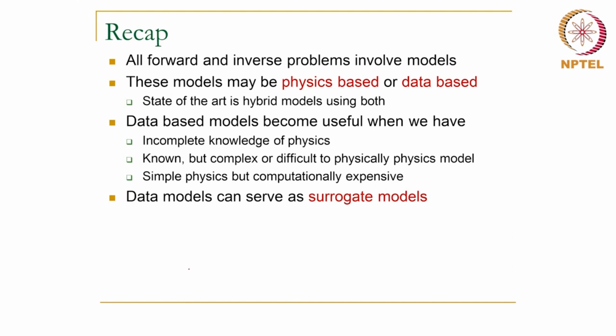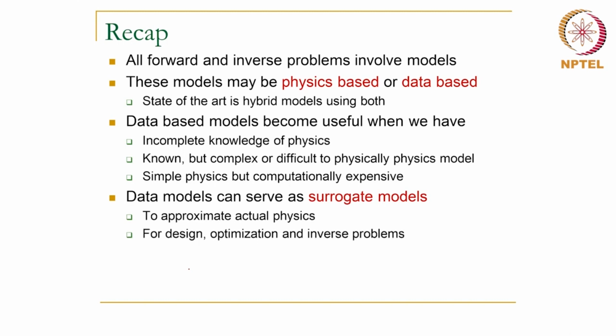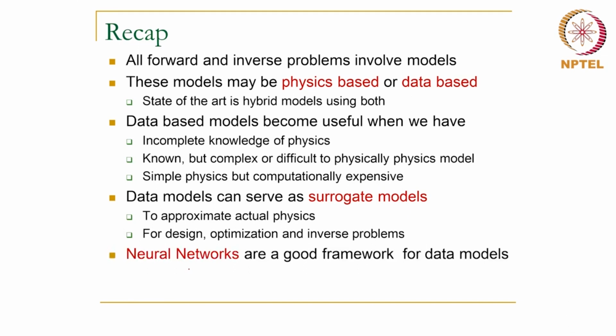So these data models can serve as, I use the word surrogate model. Surrogate means substitute. Okay. So the idea is to approximate the actual physics, but do it much faster, as we discussed last class. And these are useful for optimization problems and inverse problems, as we will see later on in the course. Neural networks are a good framework within which we can create all data models, because they satisfy the universal approximation theorem. Again, I'll come back to this point today and a little bit in slightly more detail later next week.